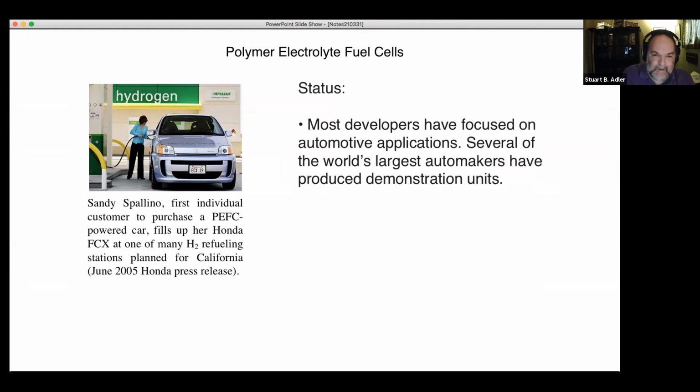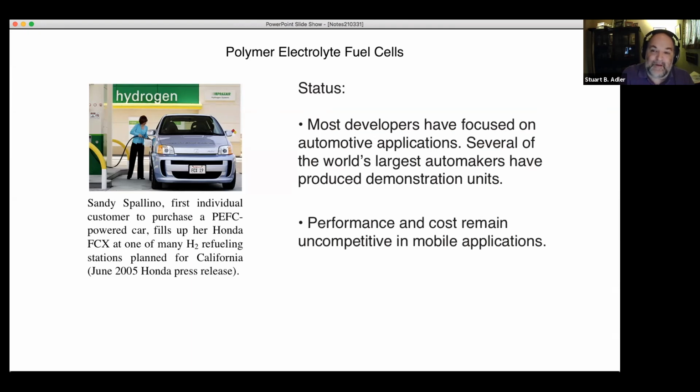As for the status today, most developers have focused mostly on automotive applications. Several of the world's largest automakers have produced at least demonstration units. Ballard Power in Vancouver, Canada, has been around for a while, producing fleet vehicles and things like that that use polymer electrolyte fuel cells. They're probably at this point still one of the leaders in this area.